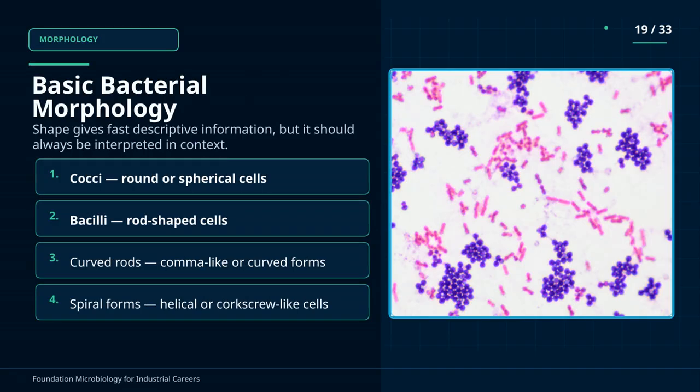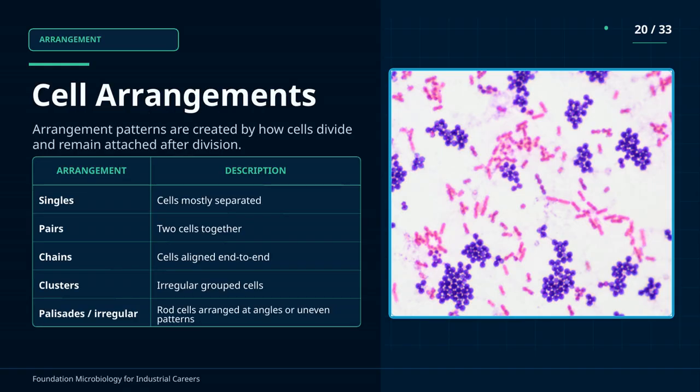Basic bacterial morphology includes cocci, which are round cells, bacilli, which are rod-shaped cells, curved rods, and spiral forms. Morphology is useful descriptive information, but it can change with culture age, staining quality, cell damage, or sample type. Cell arrangement reflects how cells divide and remain attached after division. Reporting whether cells occur as singles, pairs, chains, clusters, or irregular groupings makes the observation more useful and more traceable.